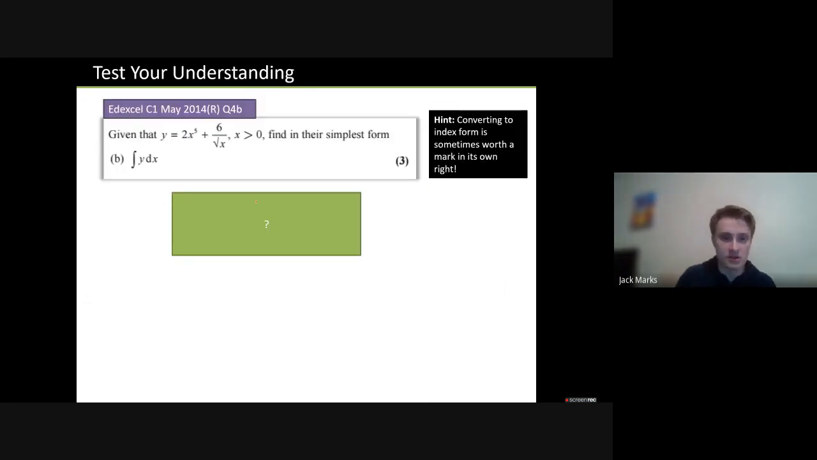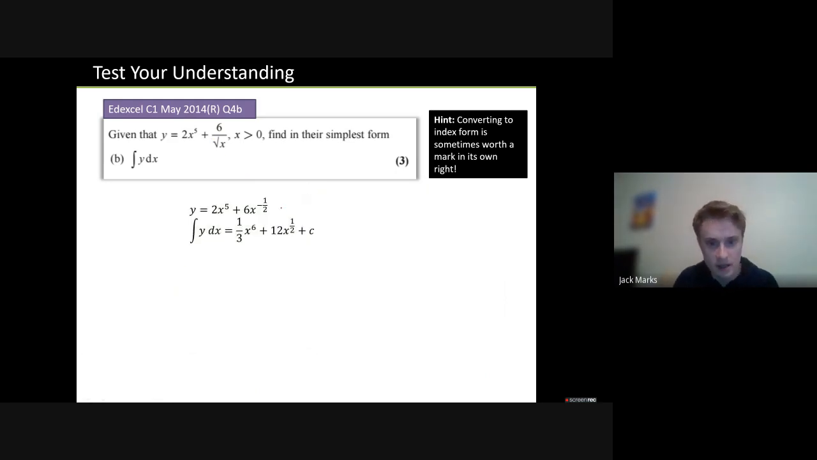Have a quick go at the question on the board. Pause the video and just bear in mind what the hint says there to make sure you answer correctly. Okay, so I'm assuming you've done that now. So you should have converted this to x to the minus a half, this part here. Once you've done this line here, as per usual, don't forget the plus c as well.